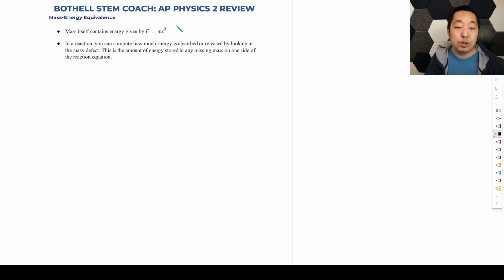In a reaction, you can compute how much energy is released or stored by looking at what we call the mass defect. That's the mass that's lost. So, for example, in nuclear fusion, you take two hydrogen atoms, they form a helium atom, but you lose a little bit of mass. That mass that's lost, called the mass defect, multiplied by c squared is how much energy is released in the reaction.